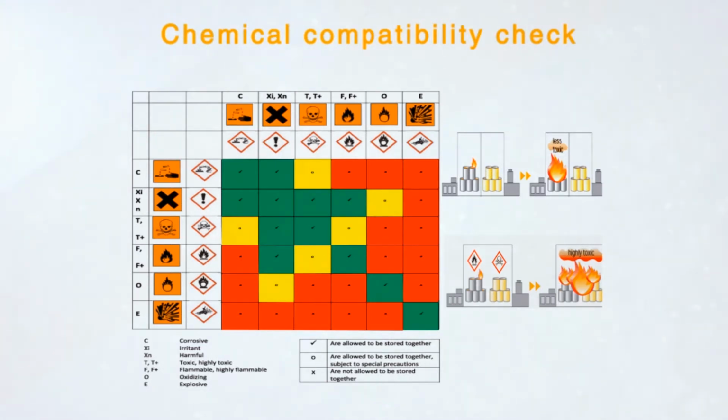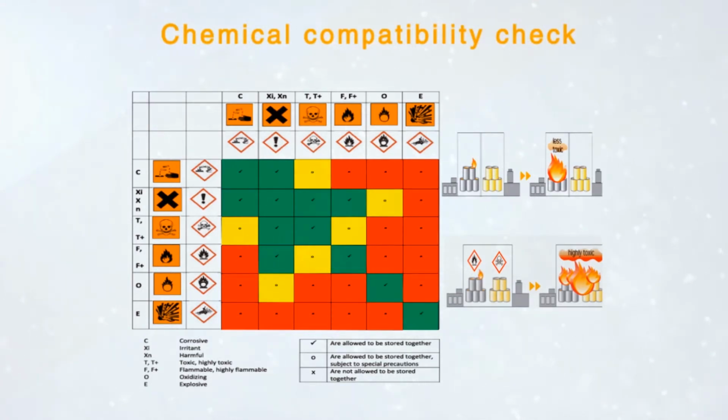So, if the common cell is green, that means it is okay to store these two chemicals together. If the cell color is red, we cannot store these chemicals together. If the cell which is common between these two pictograms is yellow, we may store them together, but with proper precaution. Let us make this process easy by giving an example.